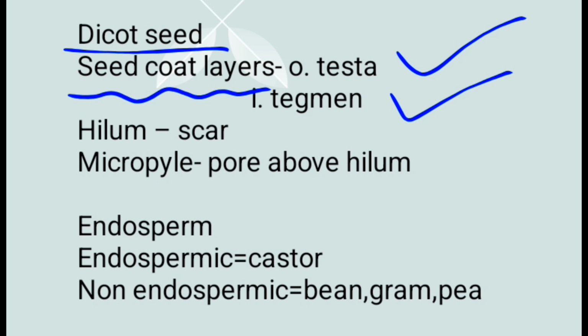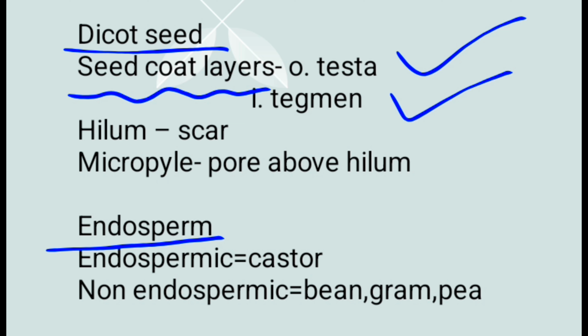Hilum is a scar through which developing seeds are attached to the fruit. Micropyle, whereas, is a small pore above the hilum. Endosperm is formed as a result of double fertilization. If the seed has endosperm left, it is called endospermic seed.